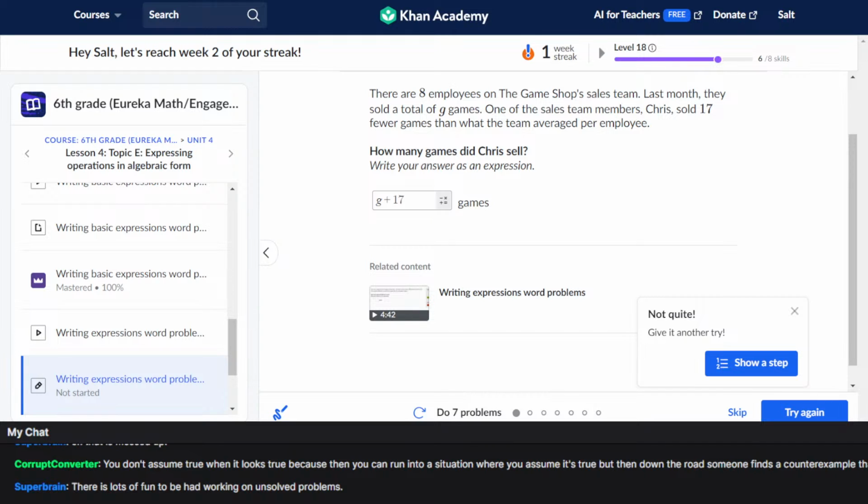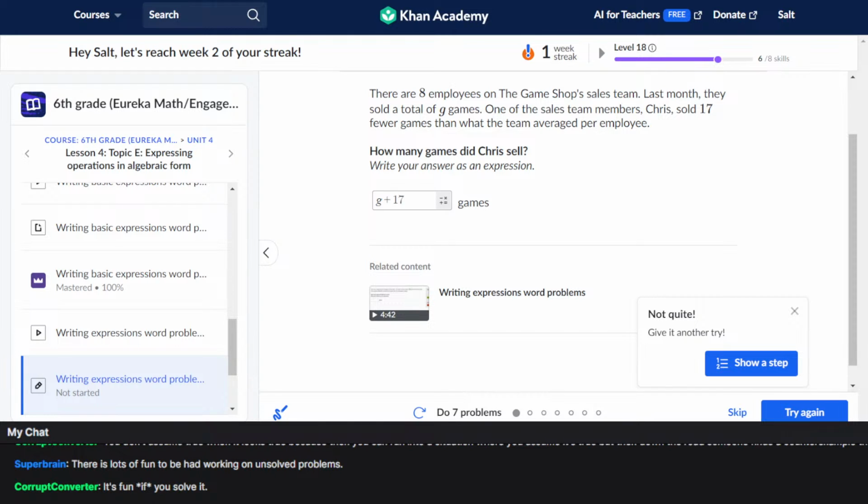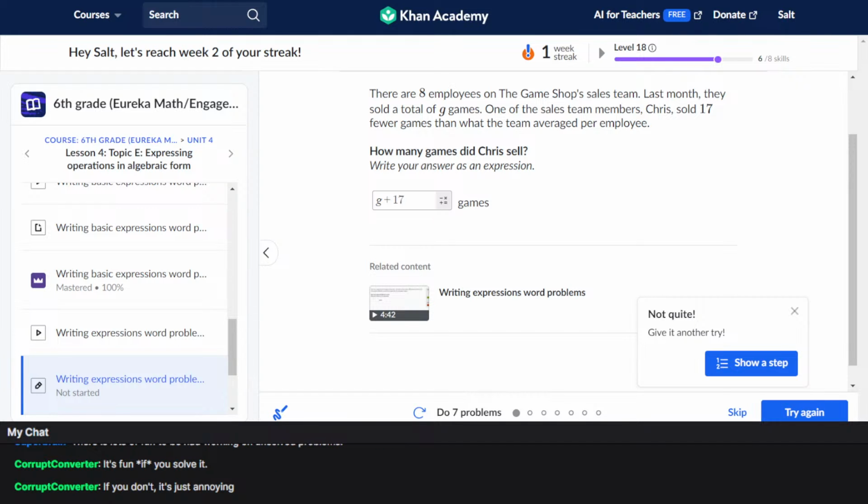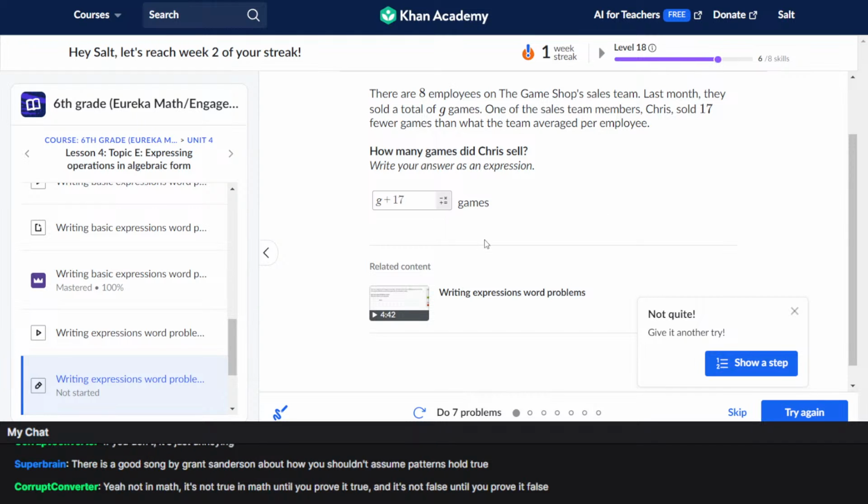I think though in most sciences, if you have convincing evidence that something is true, it's true until you prove it false. Kind of. Corrupt Converter says it's fun if you solve it, but not whatever this pure math is. It's fun if you solve it. If you don't, it's just annoying. Exactly! Superbrain says there is a good song by Grant Sanderson about how you shouldn't assume patterns hold true.